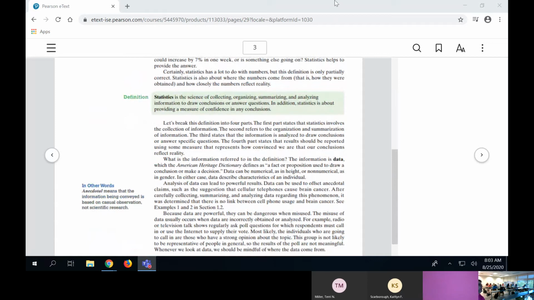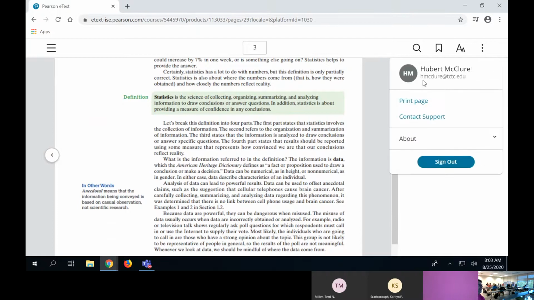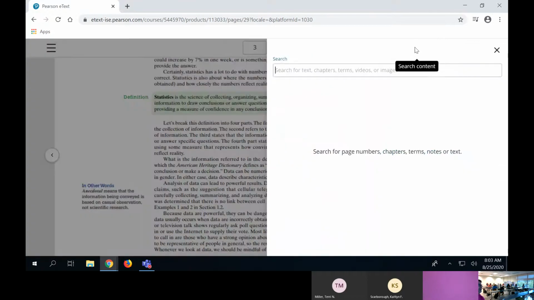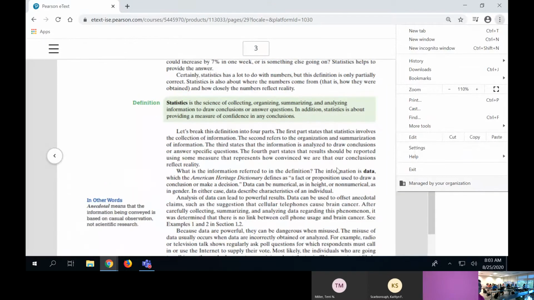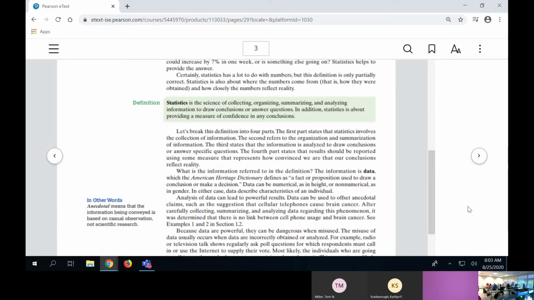Uppercase statistics. This is the word that starts with a capital S. There is a reason it starts with a capital S. I'm trying to blow it up for the people at home. There we go. Statistics with a capital S is the science of organizing, summarizing, analyzing, and interpreting data. Now you can write that first sentence and then say, instead of draw conclusions, just say interpreting data. The key word is collecting, organizing, summarizing, and interpreting data.